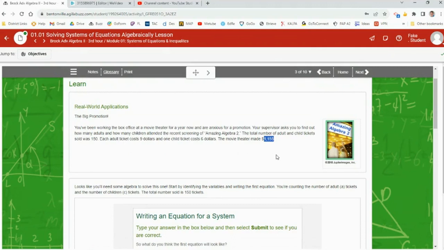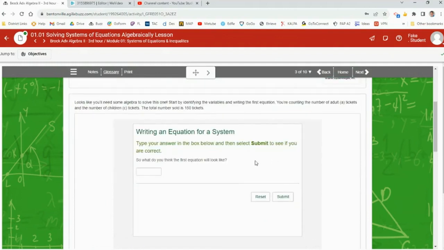Well, to figure that out, you can either do a lot of guessing, or that's perfect for a system of equations. So let's work through this. Looks like you need some algebra to solve this. So we counted the number of adult tickets and number of children tickets. We'll call them A and C. And the total sold is 150. So what do you think our first equation would look like if we know that we have adult tickets and children tickets, A and C, and there's 150?